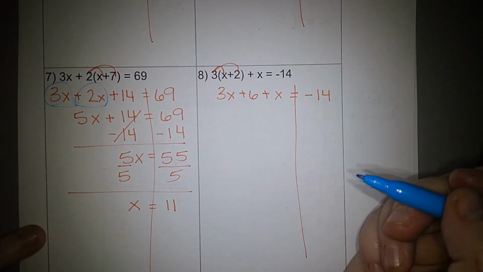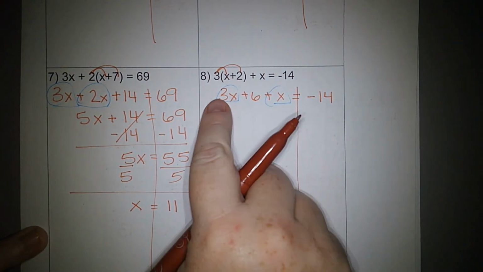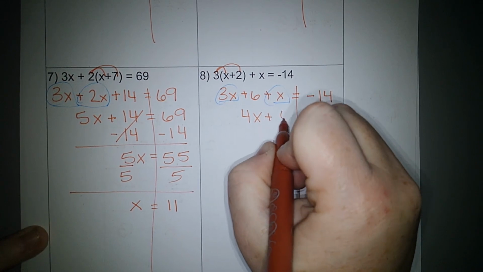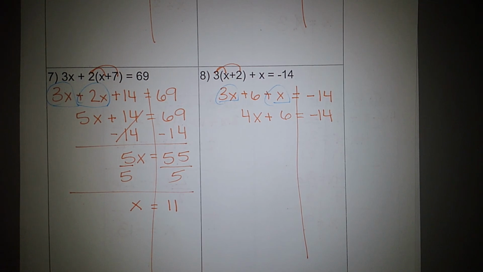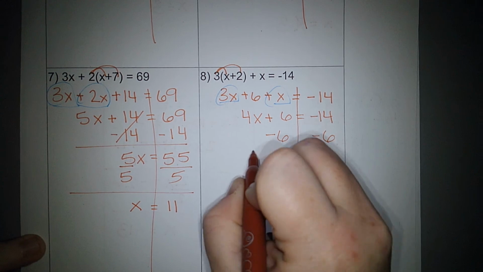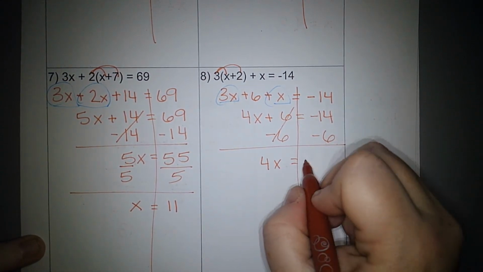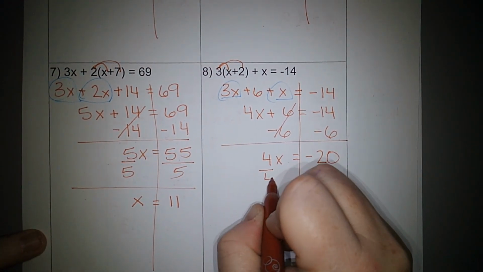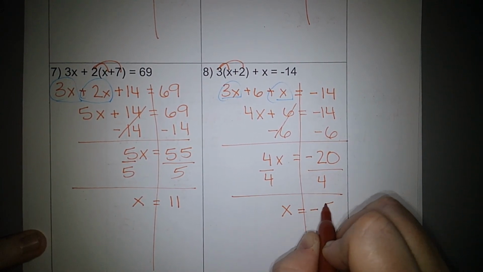We need to combine terms. We have a 3x and we have a positive x. 3 plus 1x is 4x. 6 equals negative 14. The opposite of plus 6 is minus 6. Our 6's cancel out, leaving us with 4x equals negative 20. The opposite of multiplying by 4 would be to divide by 4. And we are left with x equals negative 5.